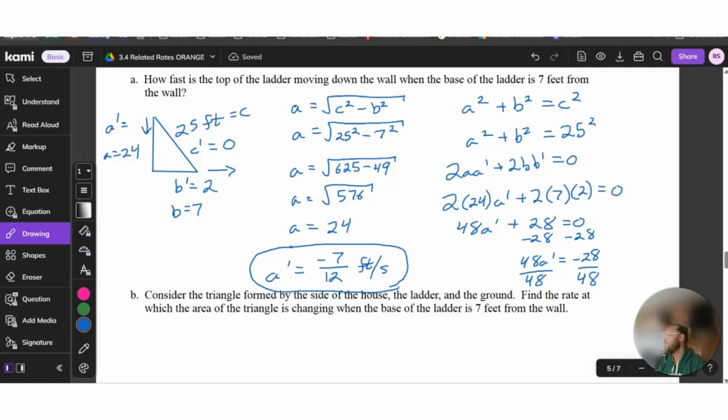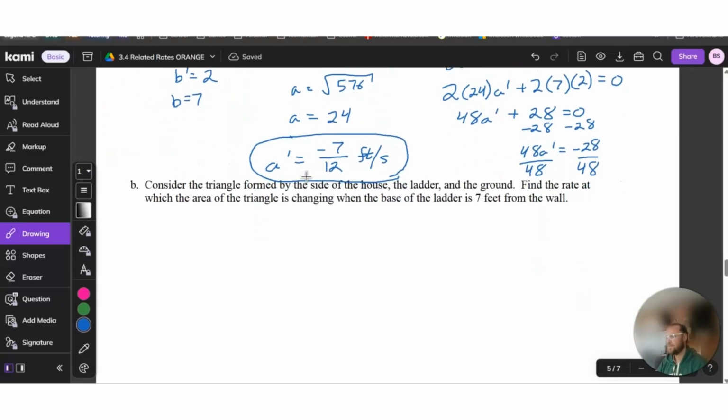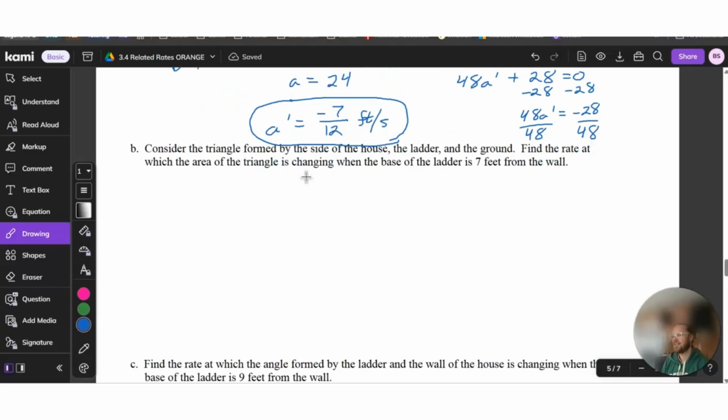Let's keep going. Let's consider the triangle formed by the side of the house, the ladder, and the ground. Find the rate at which the area of the triangle is changing. So B prime is still going to be 2. B is still going to be 7. A is still going to be 24. A prime is still going to be negative 7/12. And C prime is still going to be 0.